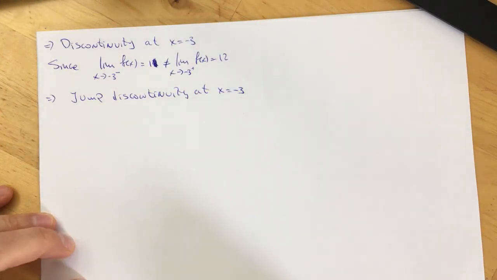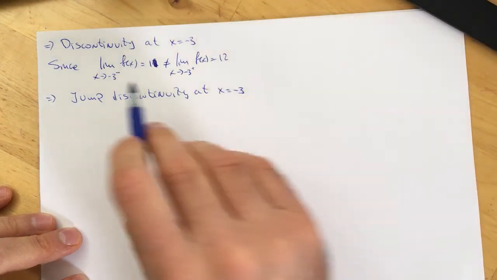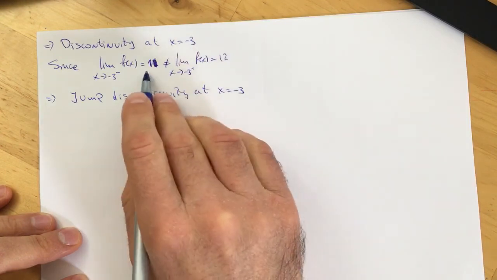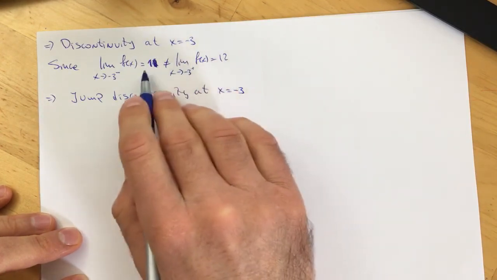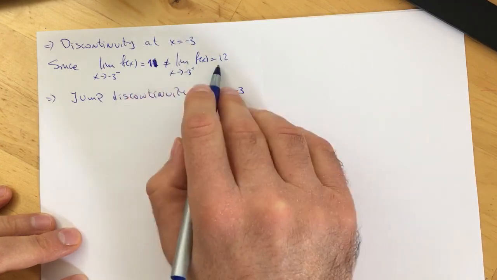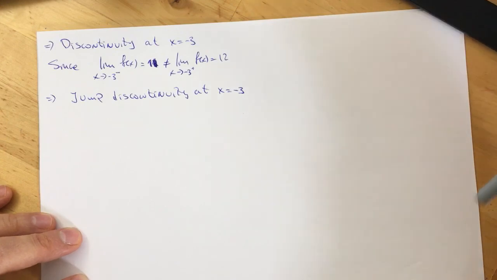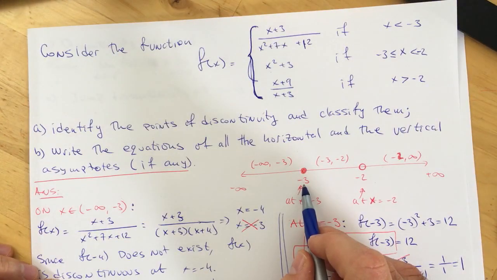So at x is equal to negative 3, we have a jump discontinuity. Why? Because both one-sided limits are not equal, right? They are some constants, neither positive nor negative infinity, so we don't talk about infinite discontinuity, but because they're not equal, we have a jump discontinuity. Okay? So we're done with the point x is equal to negative 3.